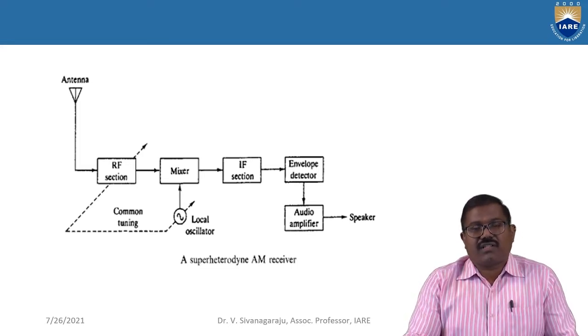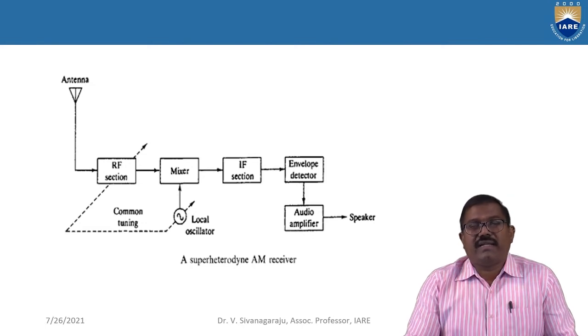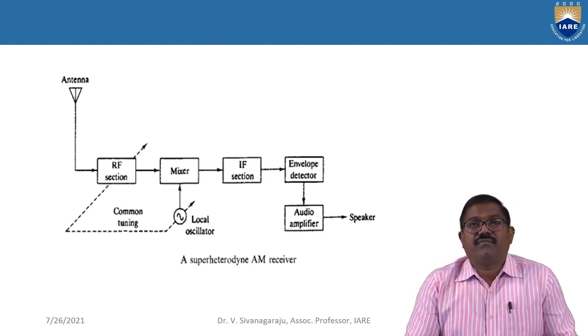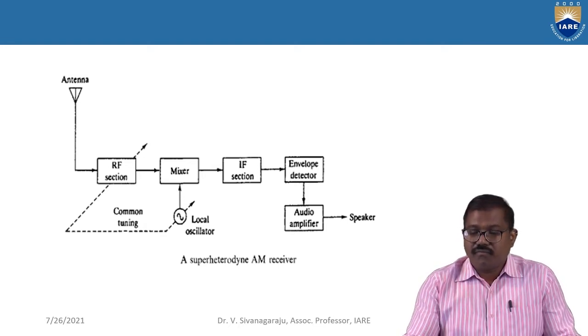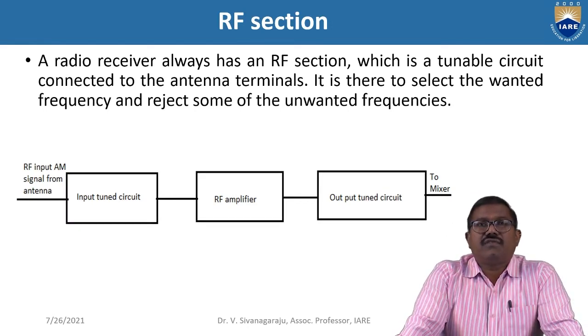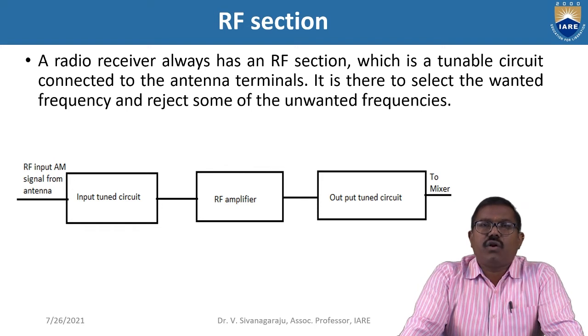So what the RF section is, what it has, and how the signal couples with this section is all what we are going to discuss. A radio receiver always has an RF section. Why? Because it may be a TRF or it may be a superheterodyne, the RF section is a must.